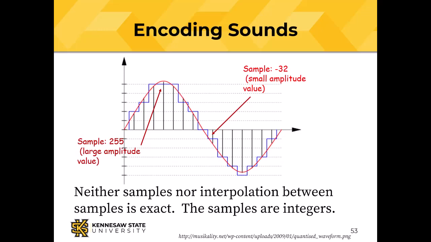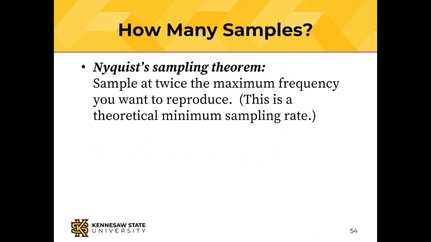So let's look at a little bit of theory. Nyquist's sampling theorem says that we must sample at twice the maximum frequency we want to reproduce. That's a theoretical minimum, so actually we sample at higher rates than that. And I'll give you an example in just a minute.